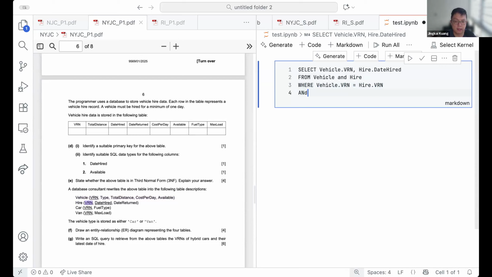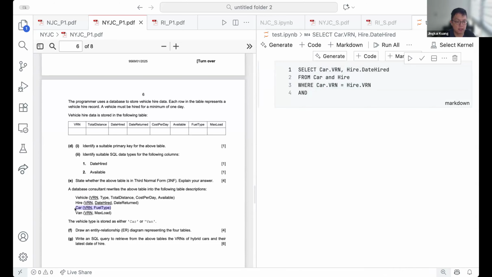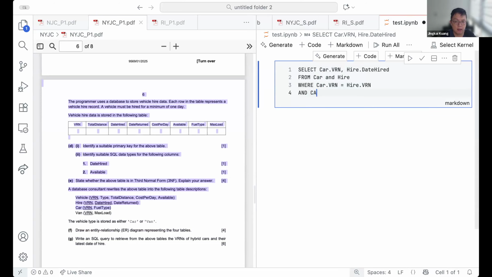Okay, and I need to check the vehicle type, which has to be a hybrid car. So for this one I should be using car, sorry, my fault. I don't have to use vehicle because the car table is sufficient already. Okay, and car dot fuel type equals hybrid.